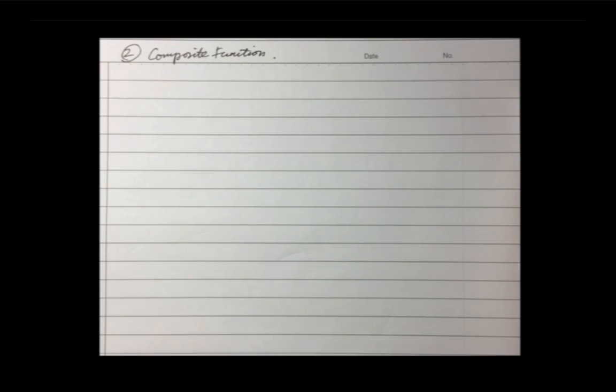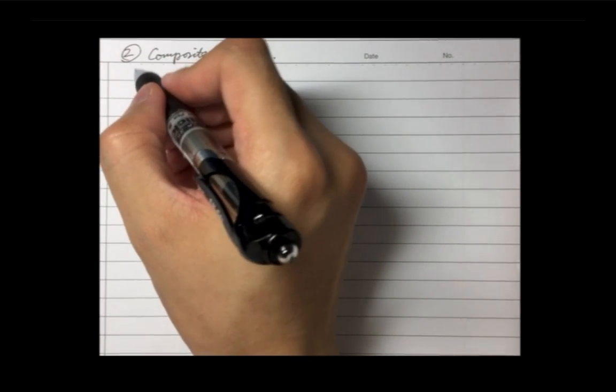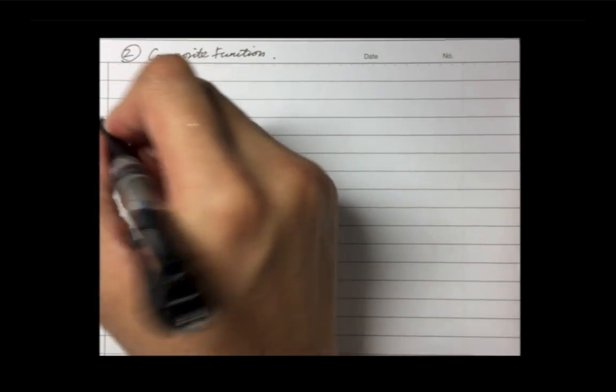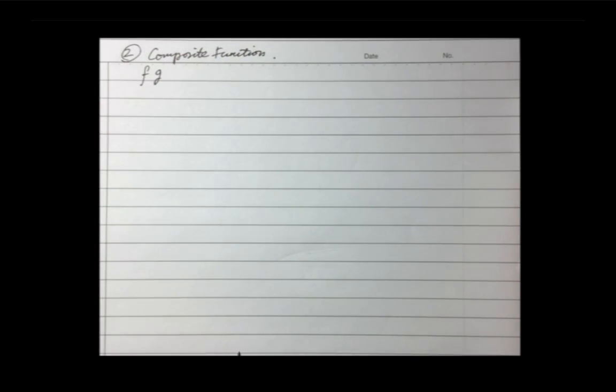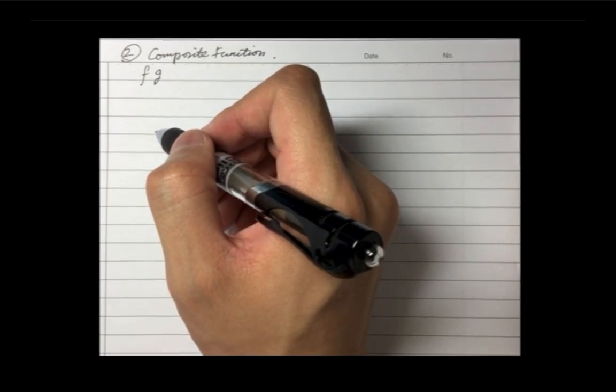Hi, this time I'm going to do the second sub-question. Before we move on, I need to introduce something like composite function because it's mentioned in our question. Let's say fg is a composite function. The question is asking for its existence. So how does fg exist?